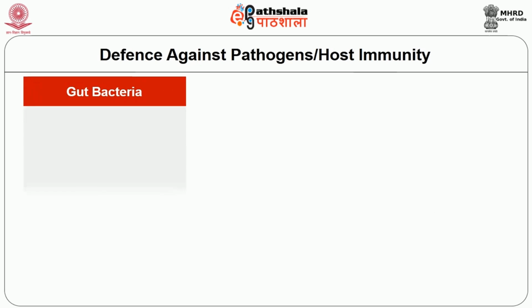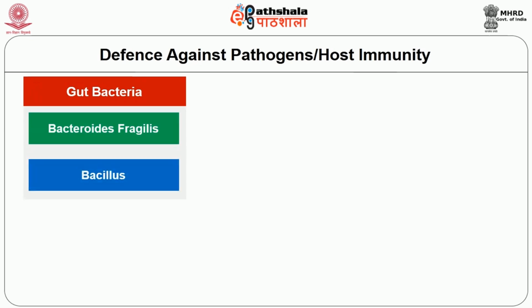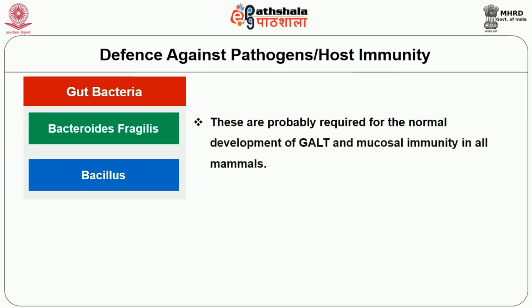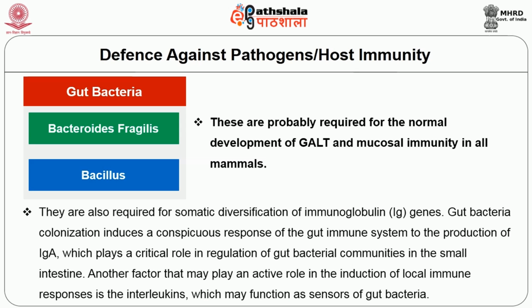Gut bacteria, including Bacteroides fragilis and Bacillus, are probably required for the normal development of GALT and mucosal immunity in all mammals. They are also required for somatic diversification of immunoglobulin genes. Gut microbial colonization induces a conspicuous response of the gut immune system to the production of IgA, which plays a critical role in regulation of gut bacterial communities in the small intestine.